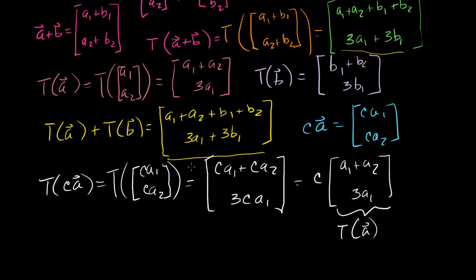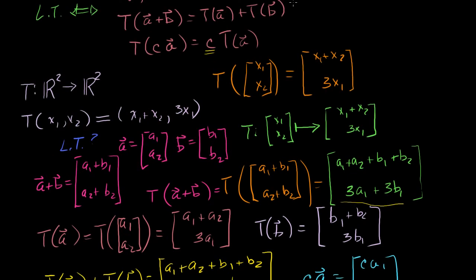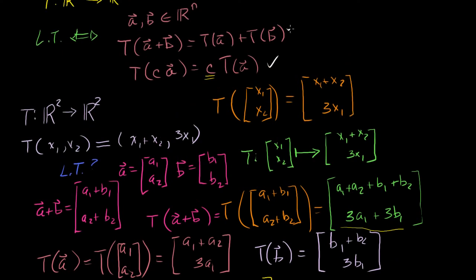So just like that, you see that the transformation of c times our vector a, for any vector a in R2, anything in R2 can be represented this way, is the same thing as c times the transformation of a. So we've met our second condition. We meet both conditions, which tells us that this is a linear transformation.